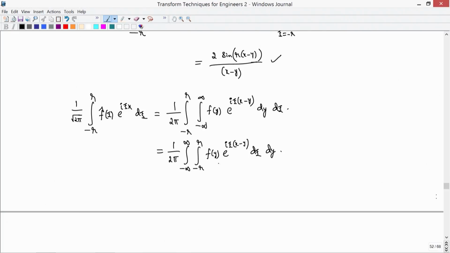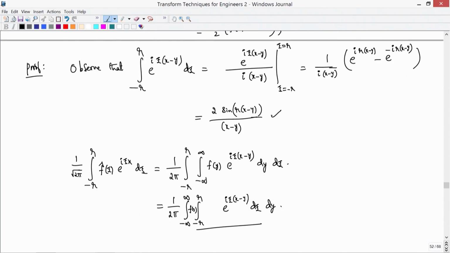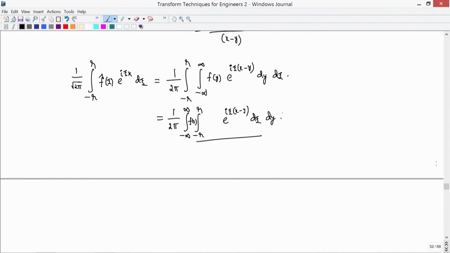So you do the integration, f(y) you can write here. You remove it, and if you do this integral, that is exactly what we used here. You substitute there, so you get 1 by 2π, integral from minus infinity to infinity of f(y) times 2 sin r(x−y) divided by (x−y) dy. The 2 comes out, so 2 goes, 1 by π. That is what you have.